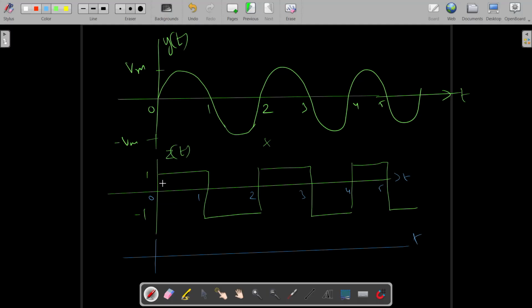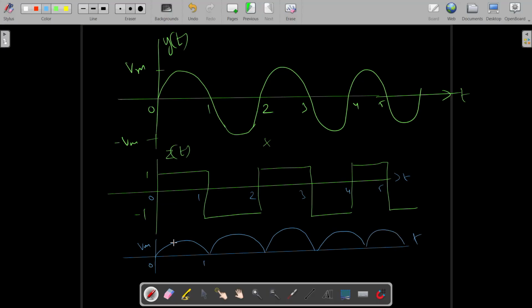Multiply these two. Vm into 1, you will get the same Vm. So this is 0, this is 1, this is Vm. And what about from 1 to 2? There we have minus Vm, whereas here we have minus 1, therefore minus of minus becomes plus, so you will get once again the same Vm. Similarly, you will get the same signal like this. This is what we are going to get.